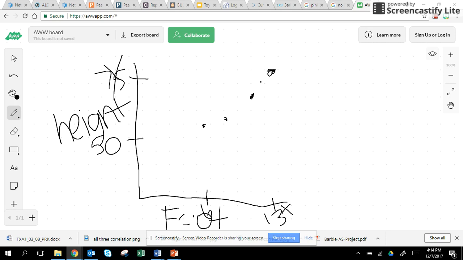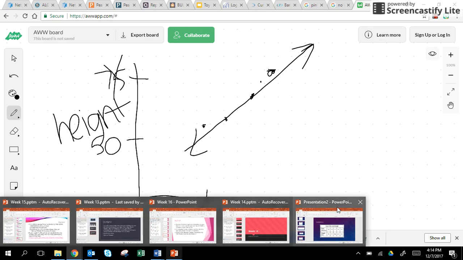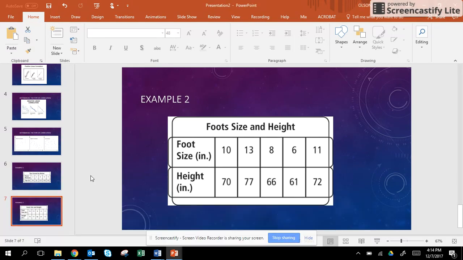Again, I'd kind of say this is probably a positive correlation. I could put a line through that. So this is another positive one. So both examples we had were positive. And that's about it.